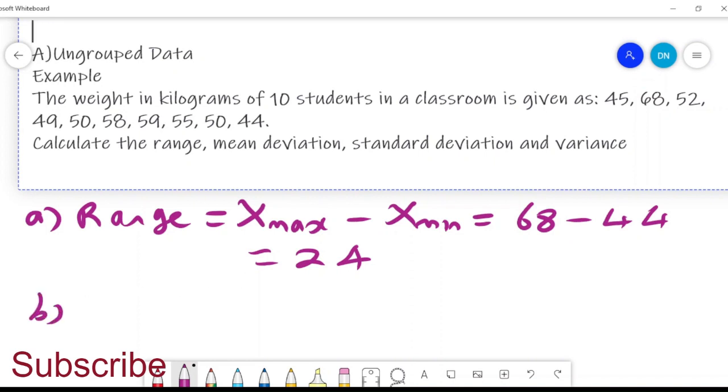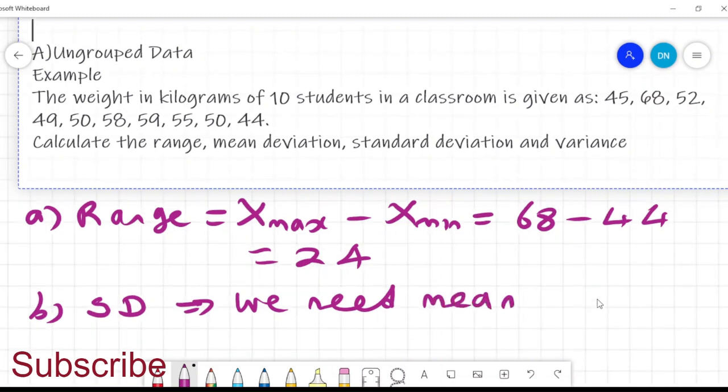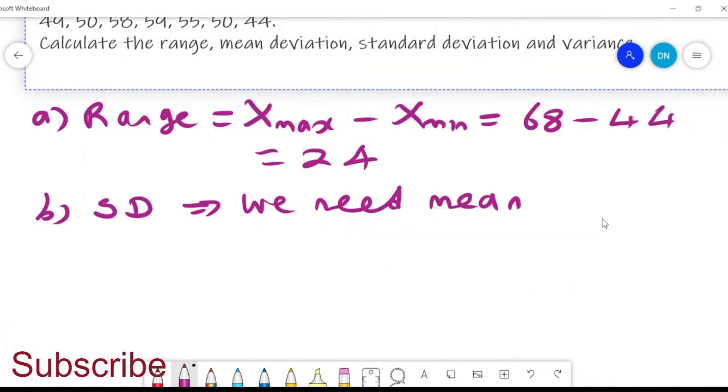The second one we would need to get is what we call the standard deviation or the mean deviation. If I was to get the standard deviation, which I call SD, we need to get the mean, and we are going to calculate the mean so that we know how to calculate the standard deviation.